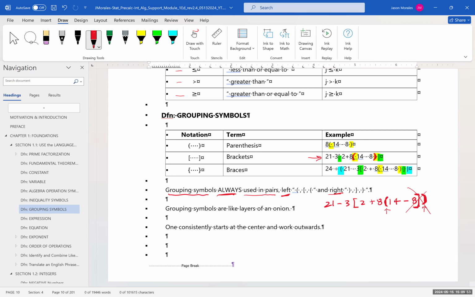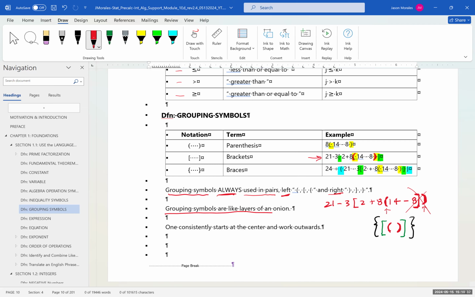You can add grouping symbols as a succession of layers. The way I like to think about it is like layers of an onion, where you have an inside layer of an onion like that. Maybe that's your parentheses. And then the next layer, you have brackets, which will be outside of that. And then you've got braces, which will look something like that. So these grouping symbols will always be used together without one of a pair of grouping symbols inside of them.